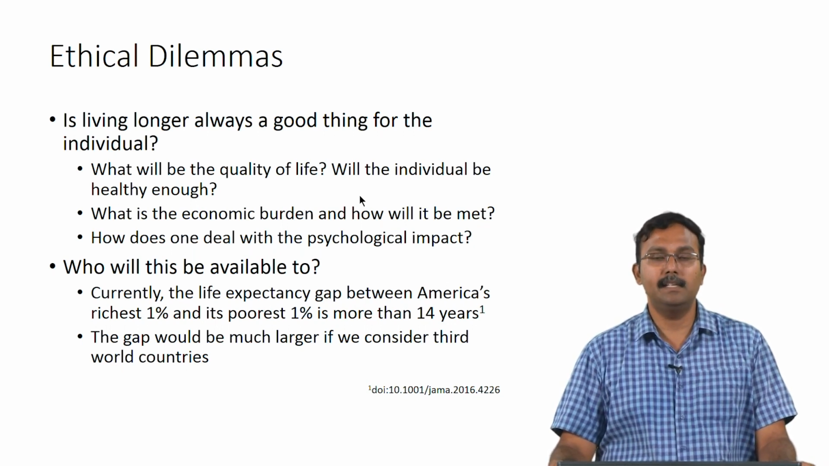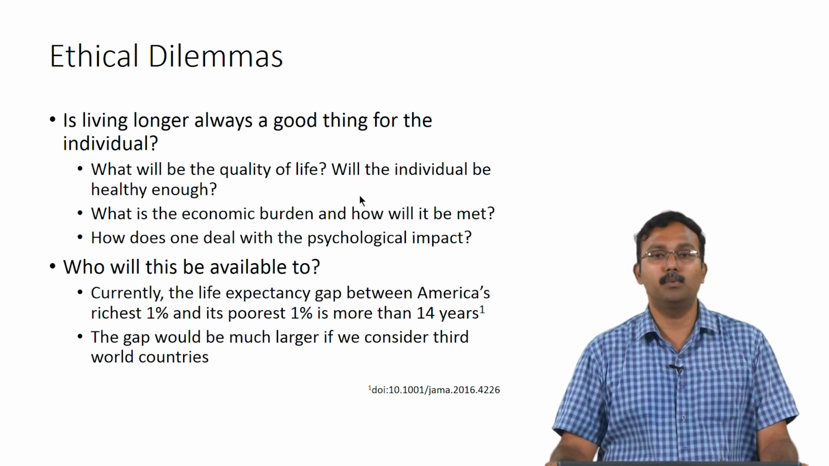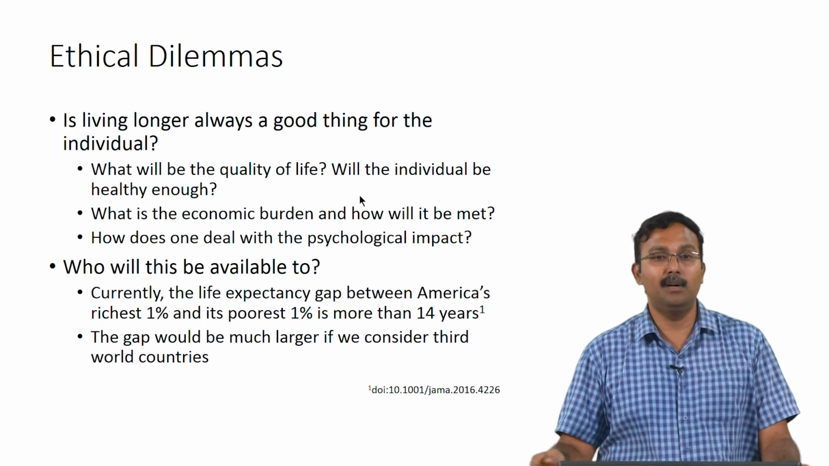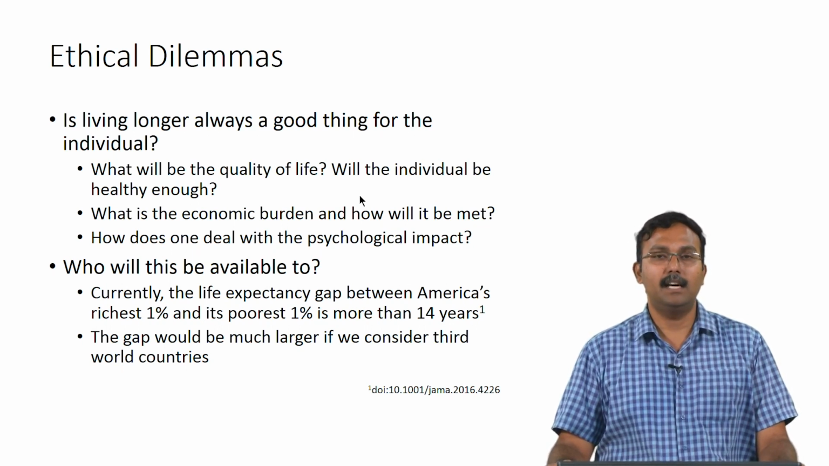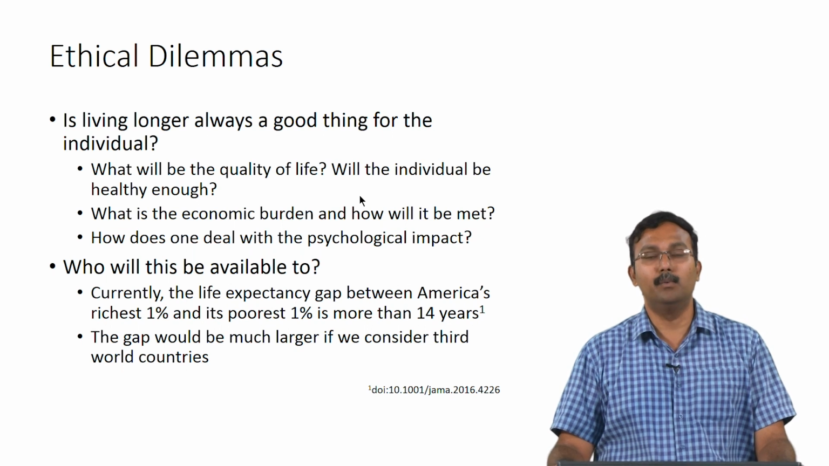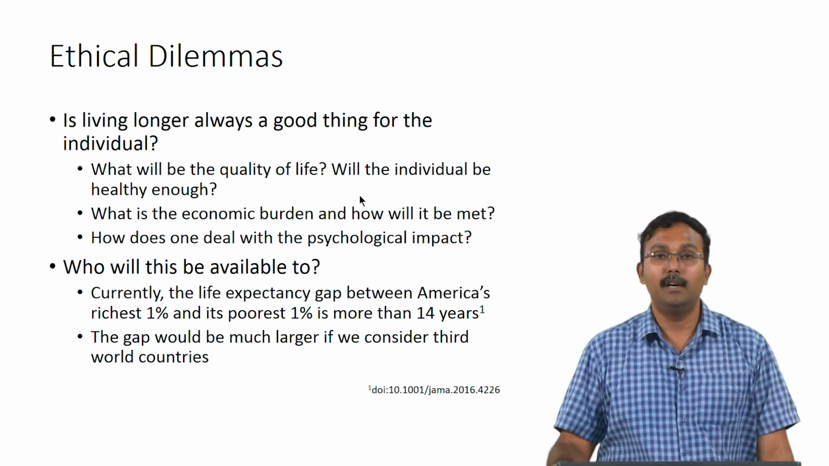Currently, the life expectancy gap between the America's richest 1% and the poorest 1% is 14 years. It is actually slightly more than 14 years. If you are going to compare the life expectancy of the top 1% of the US with a third world country, the gap will be way larger. Is this something we want? Do we really want a society where only the elites get to live on while the others perish? Is that the kind of society where you would want one to live? Where do we draw the line?